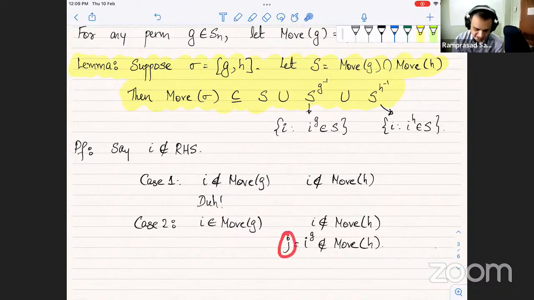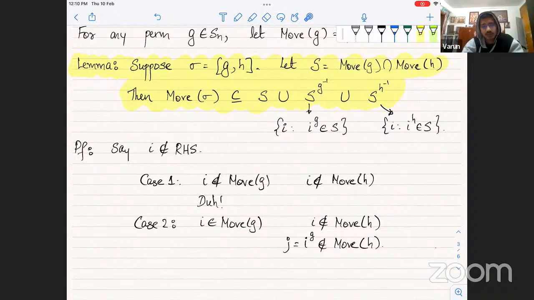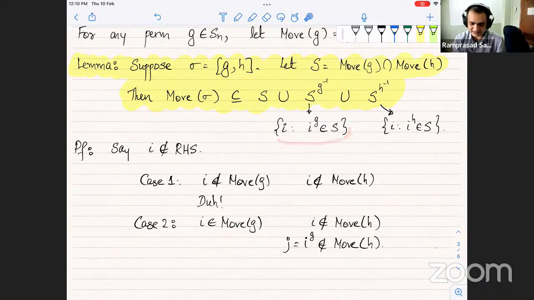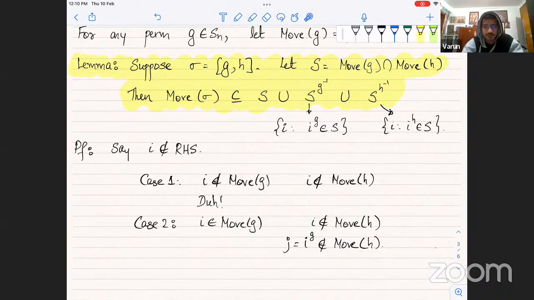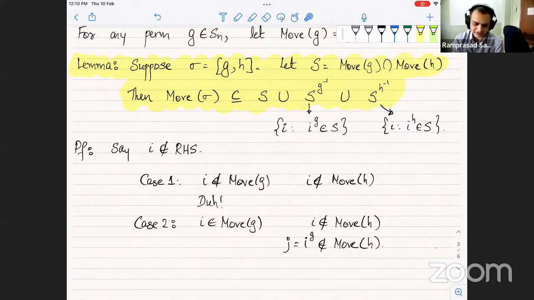Right? Now J is certainly in move G, because if I move something to J, J must also be moved by G. Sure. Okay. So then J will end up being something in the common thing, which means that if it's not here, then it should not be in move H. Yeah. Okay, so this is what we end up getting.